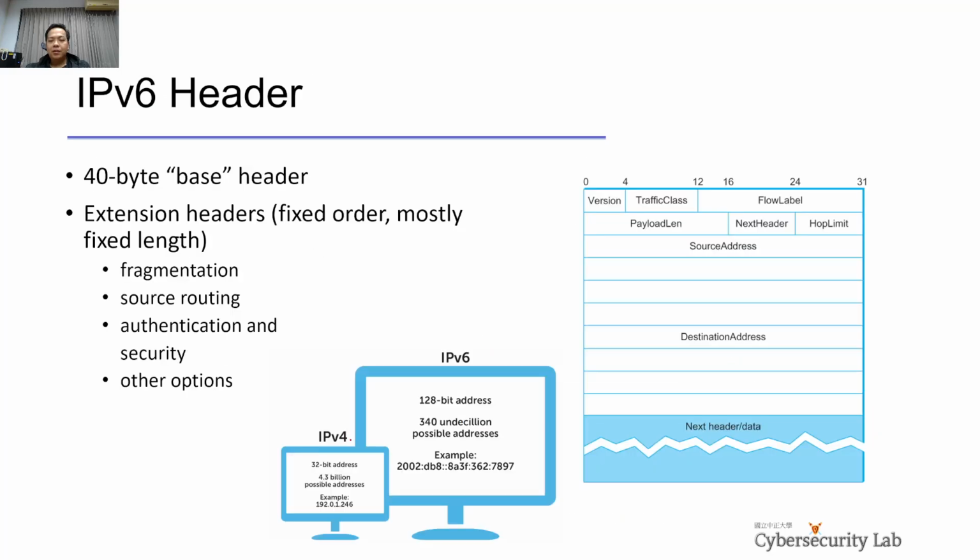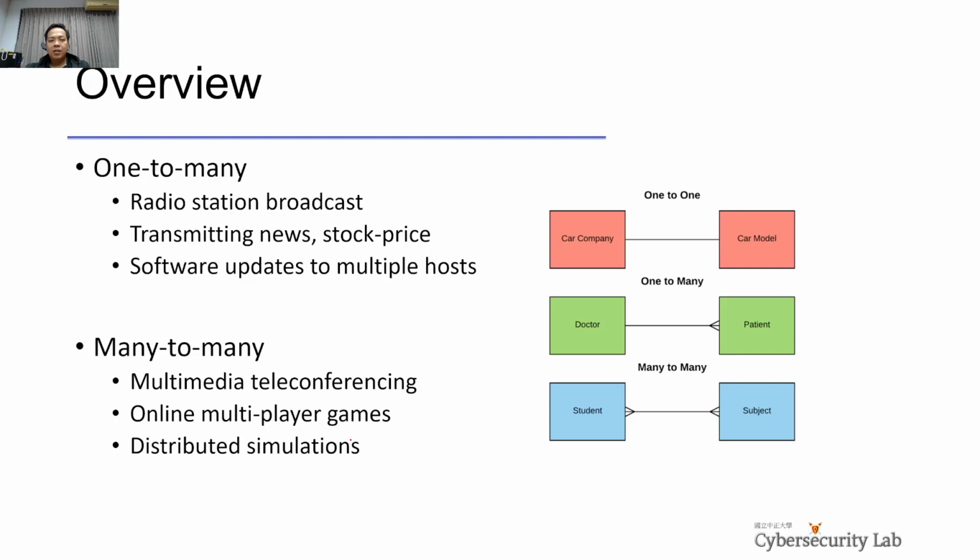Okay, the IPv6 header. This one is about multicast. The last topic, multicast. Actually, I think currently there are two most important communication models. One is one-to-one, that means one PC can communicate with one PC. This is common. The other common one is broadcast.